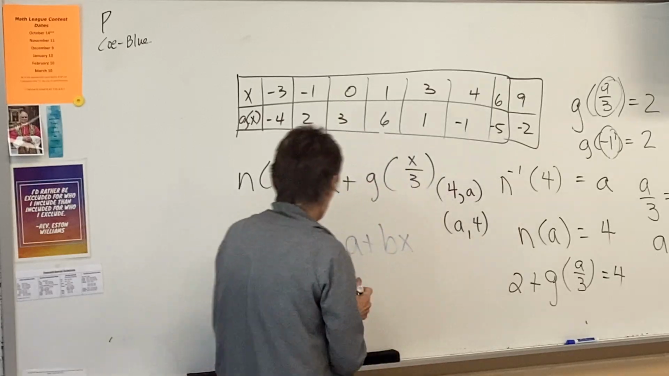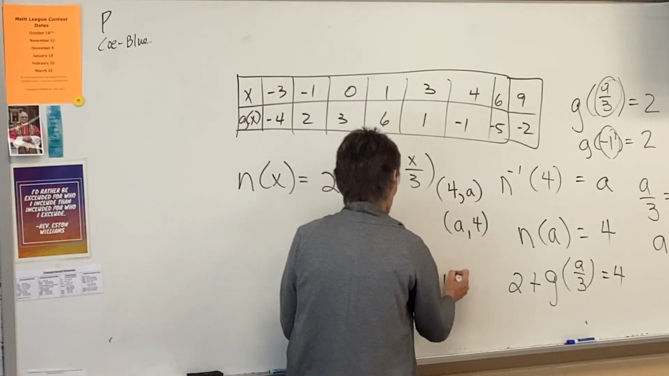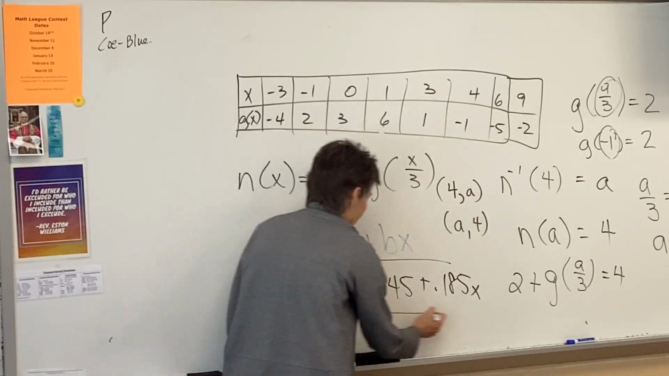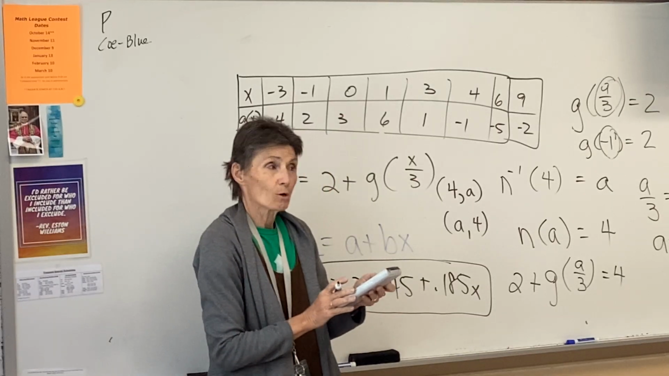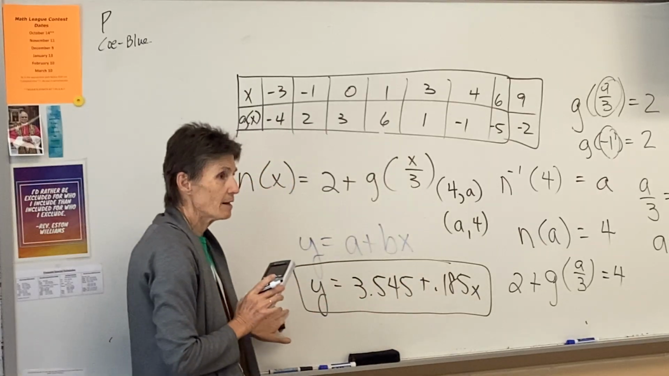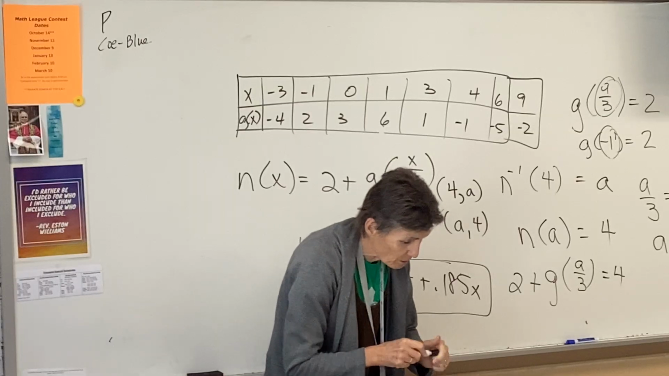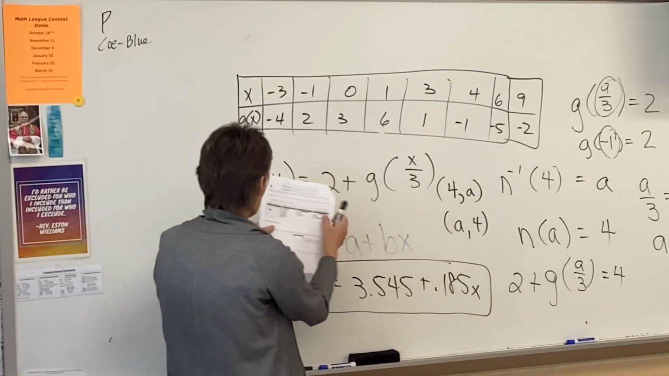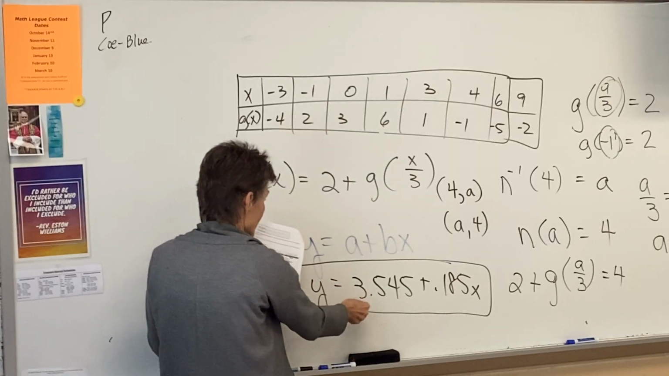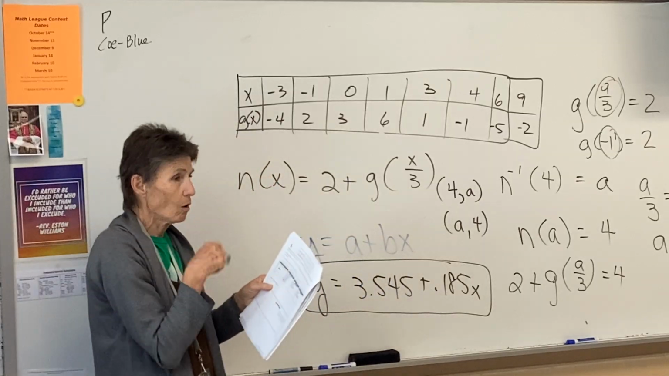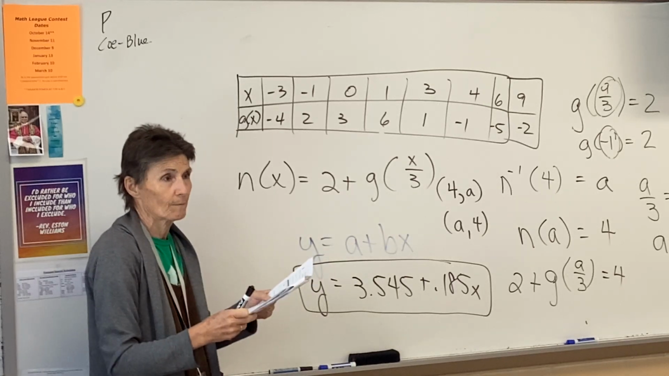Did you get y equals 3.545 plus 0.185x? All right, who did not get that? No matter what kind of calculator you have, you should have gotten that. Okay, all right, good. So there it is. There's your regression model. So underneath all those pictures, it says, what is your linear regression model? Right there it is. The model is what he calls the equation you come up with on your calculator. All right?